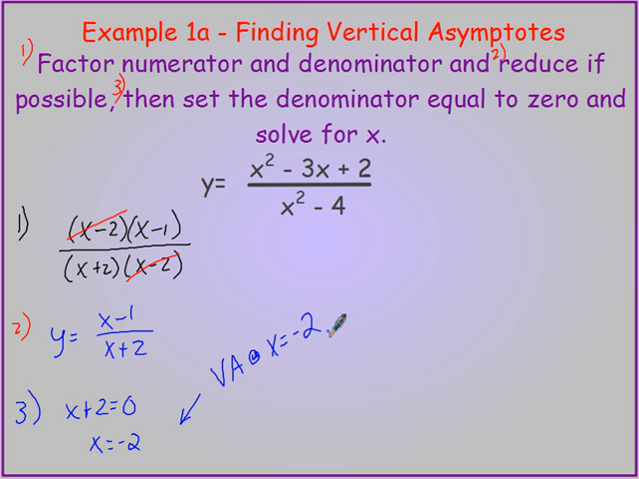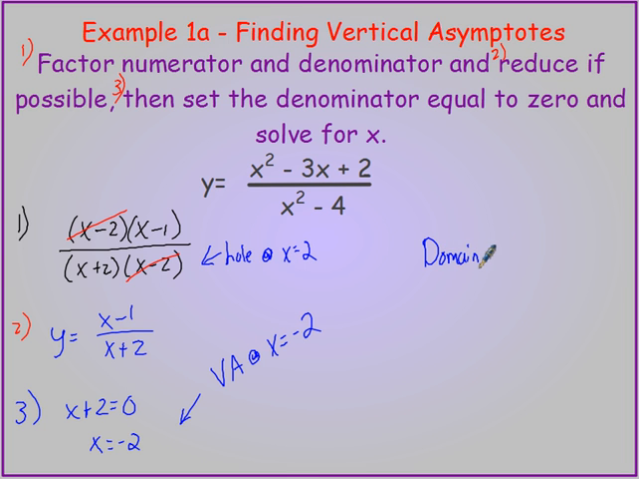So there's 2 things that happen. Here, I have a hole. So whenever you cancel something out, whatever zero it was, here this means that you have a hole at positive 2. You have a hole at positive 2, but you have a vertical asymptote at negative 2. How does that affect my domain?